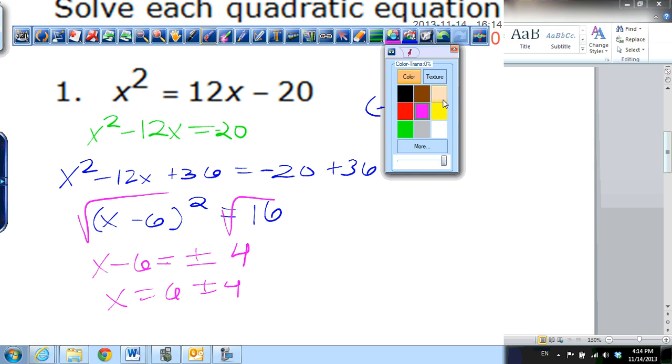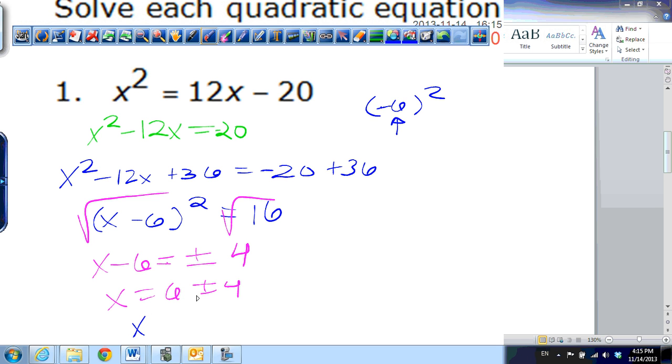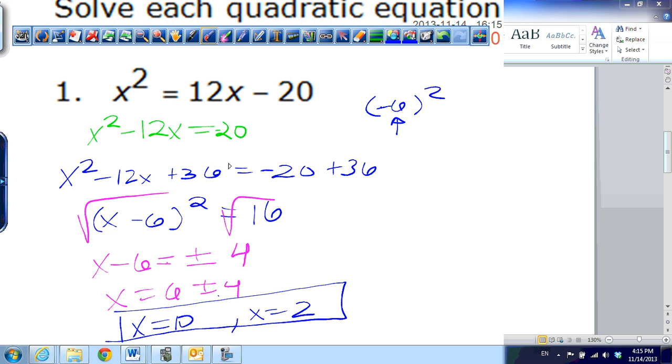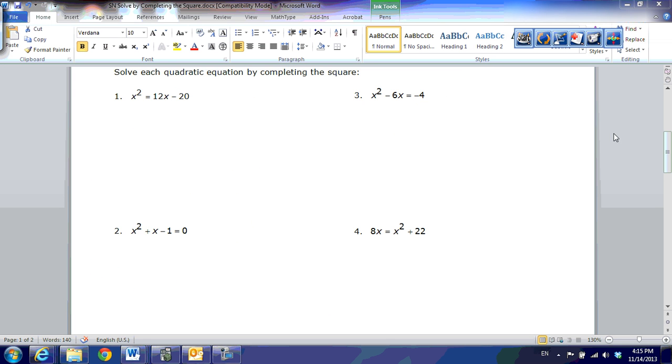Now, if we have whole numbers, I want you to actually add them. So 6 plus 4 is 10. 6 minus 4 is 2. That's the entire lesson right there. It's just following those steps. So let's go ahead and do a couple more.